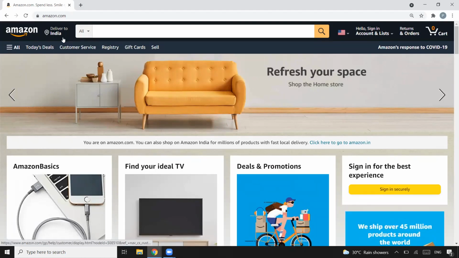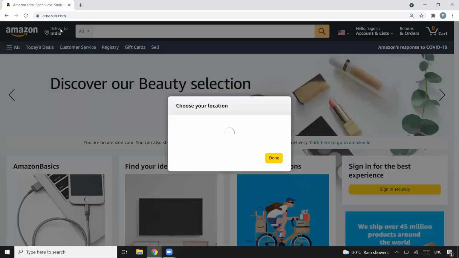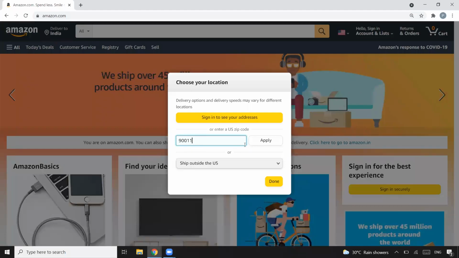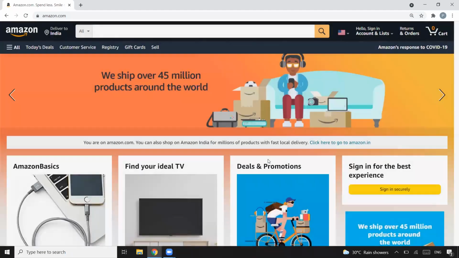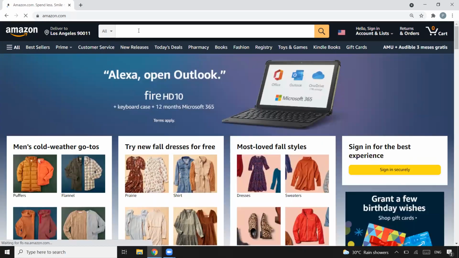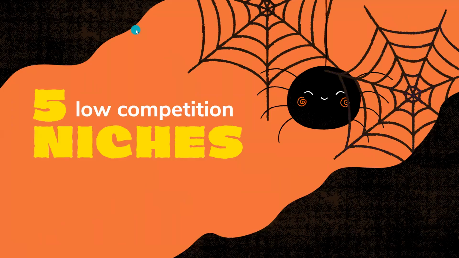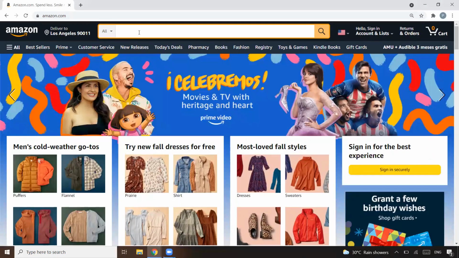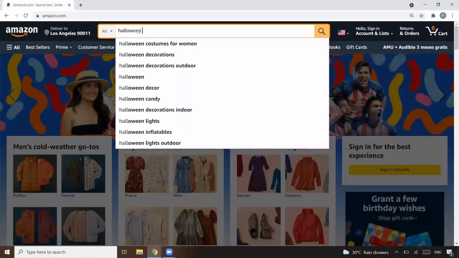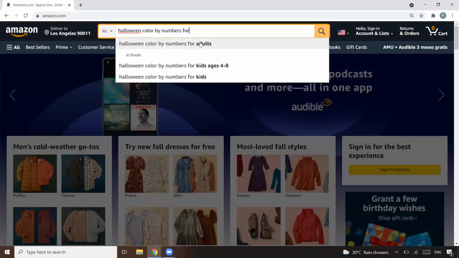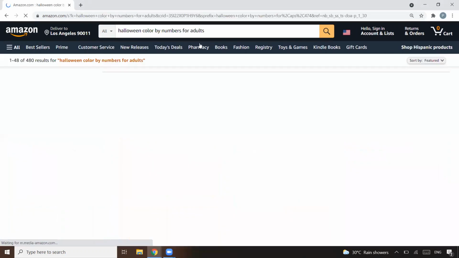So I have opened Amazon, and the very first thing that I'm going to do is that instead of India, I'll put in a US zip code so that we get the appropriate results back. I put 90011, Los Angeles. And our first niche was Halloween color by numbers for adults. If you can see, Amazon itself is suggesting it to us, so that means people are searching for it.